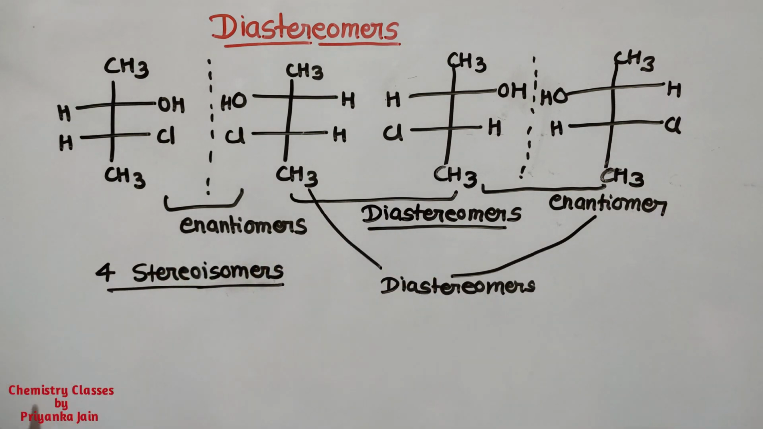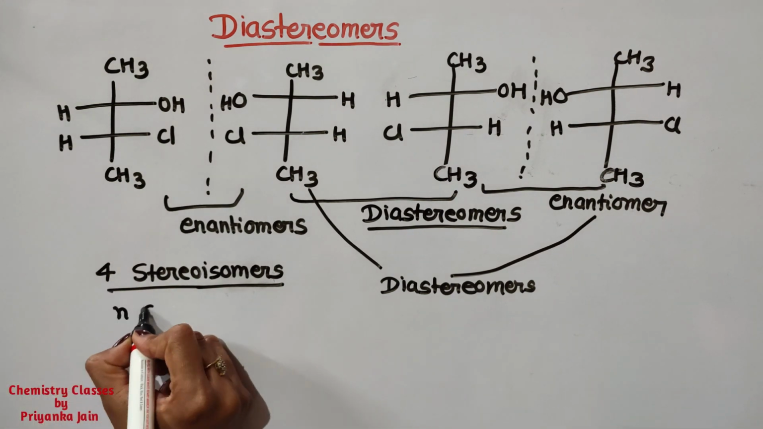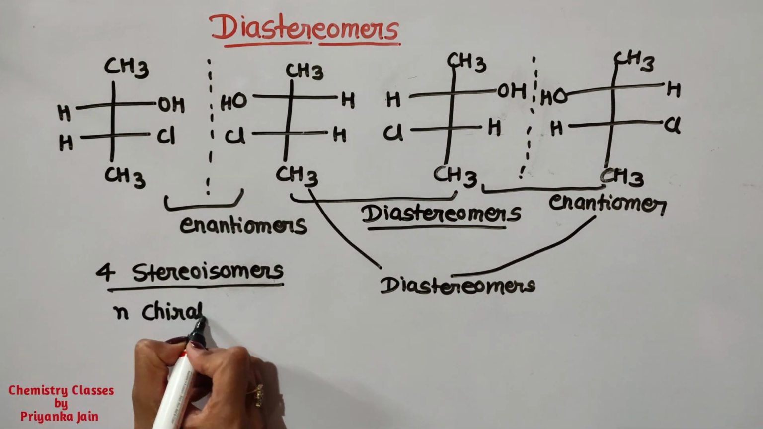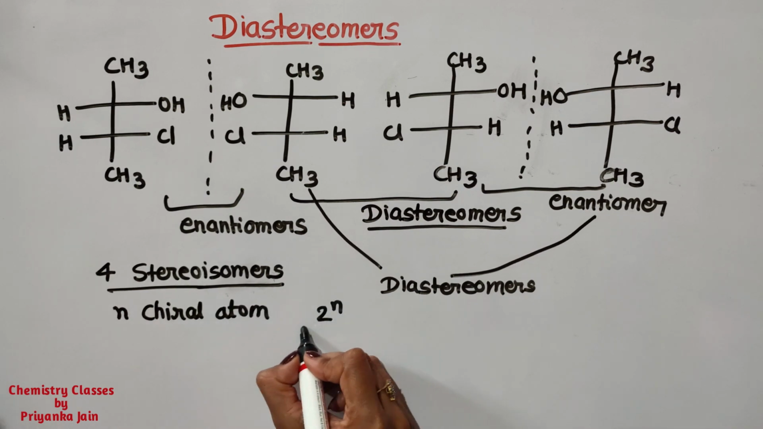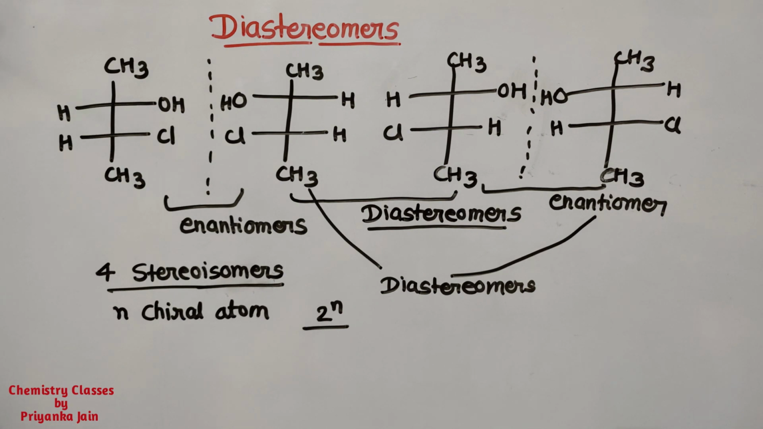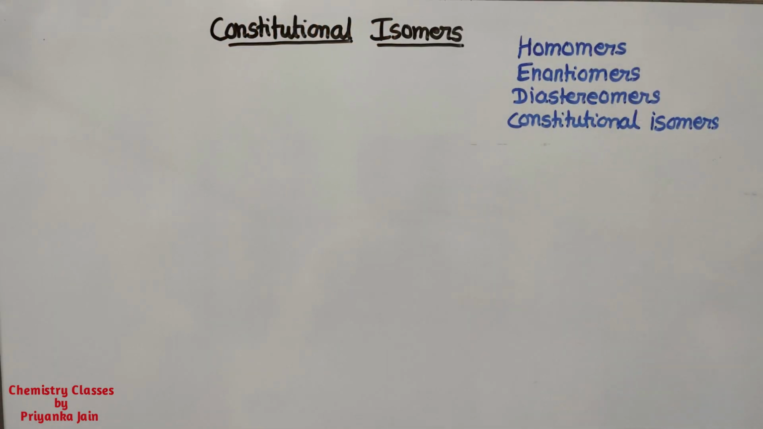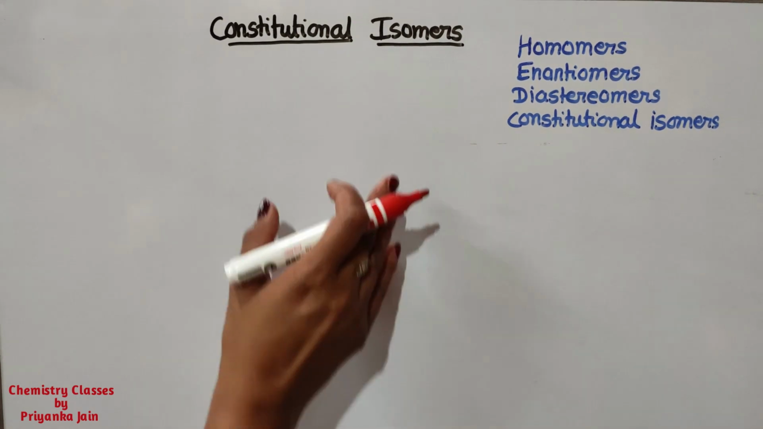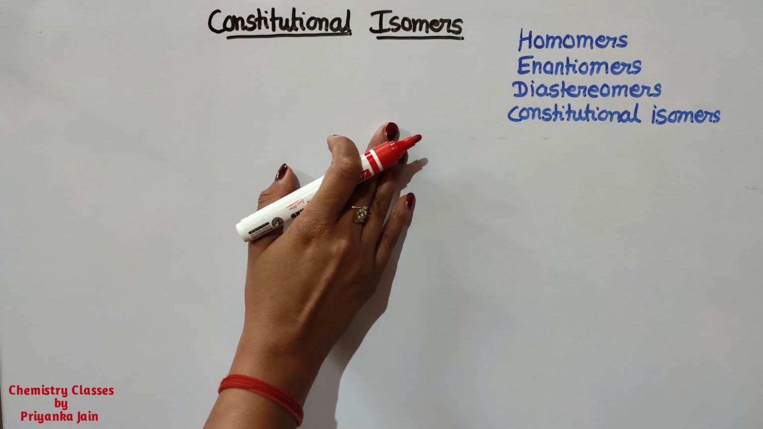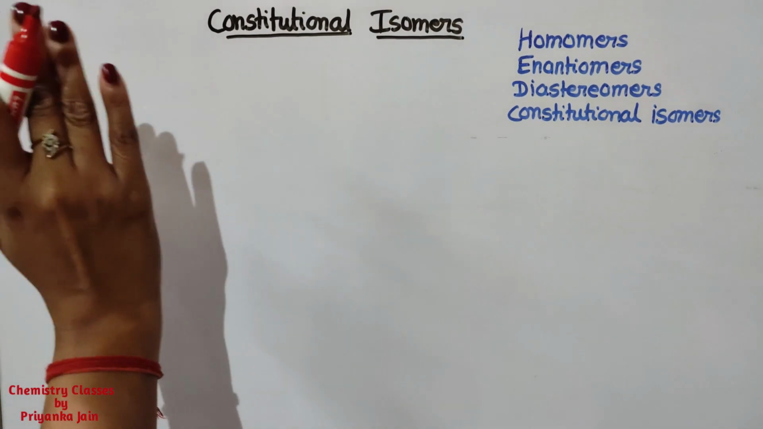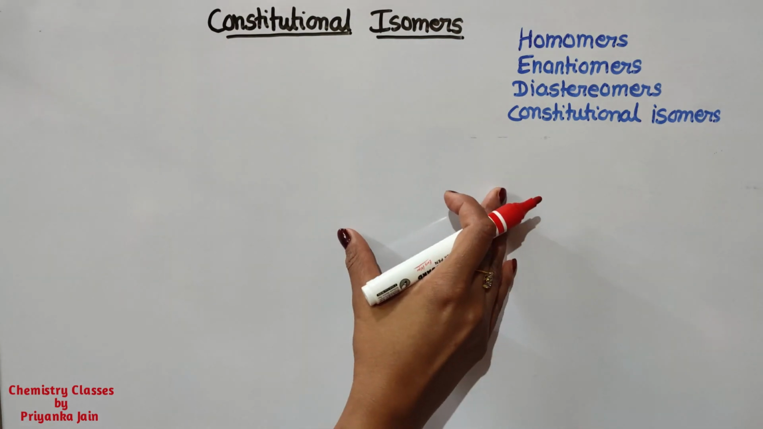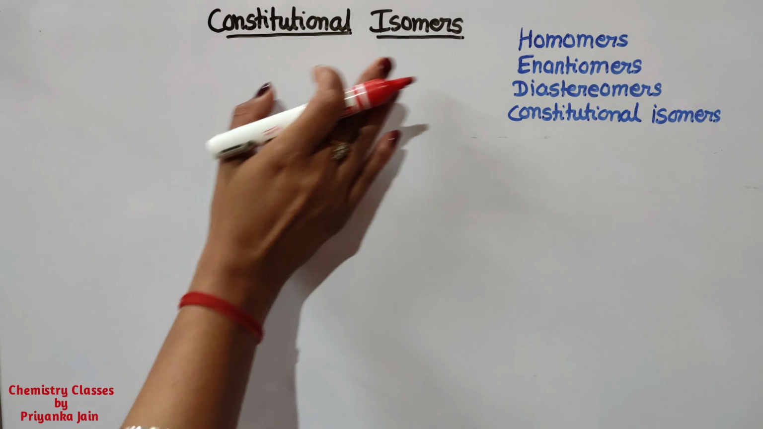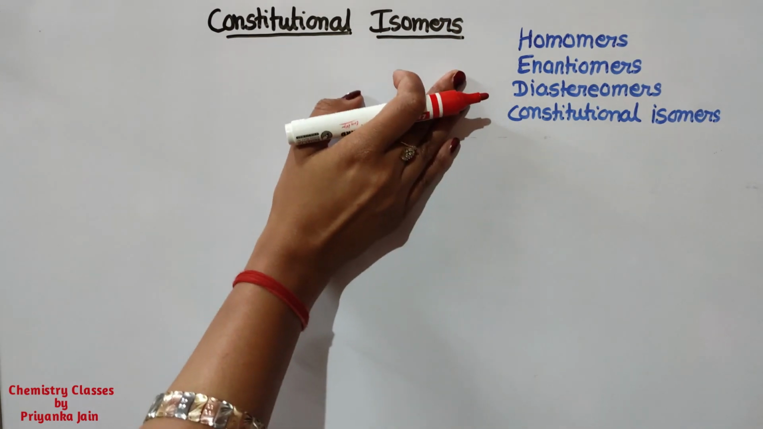Okay, and we can say if there are n chiral atoms present, then there will be 2 to power n stereoisomers. Okay, now the next thing is the constitutional isomers. In the question papers you have seen that there is a very important question asked. You have given 4 different options and we have to find out whether these are homomers, enantiomers, diastereomers or constitutional isomers. 2 isomers are given to us and we have to identify them.